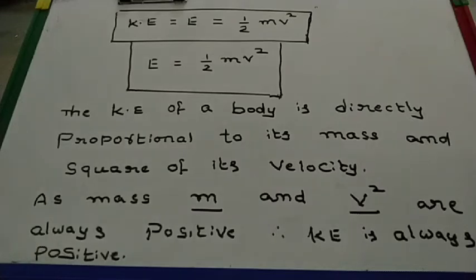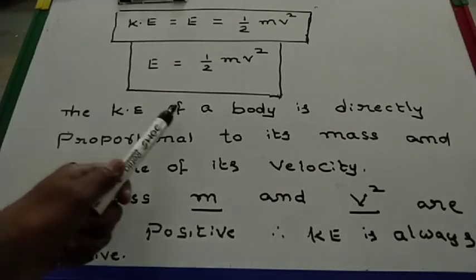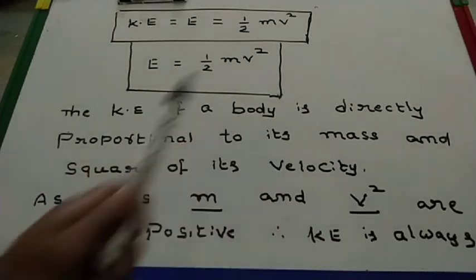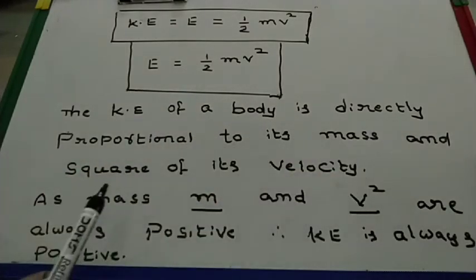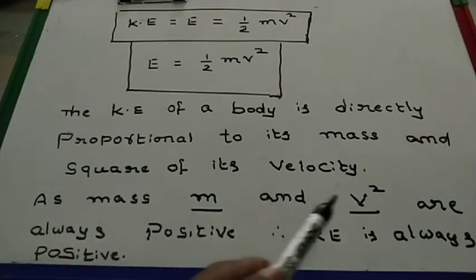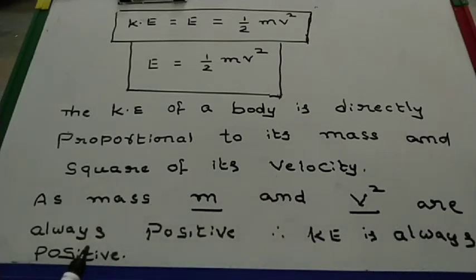Dear students, once again I am repeating this point. Please observe carefully. The kinetic energy of a body is directly proportional to its mass and square of its velocity. As mass m and velocity square are always positive, kinetic energy is always positive. We have to note that point.